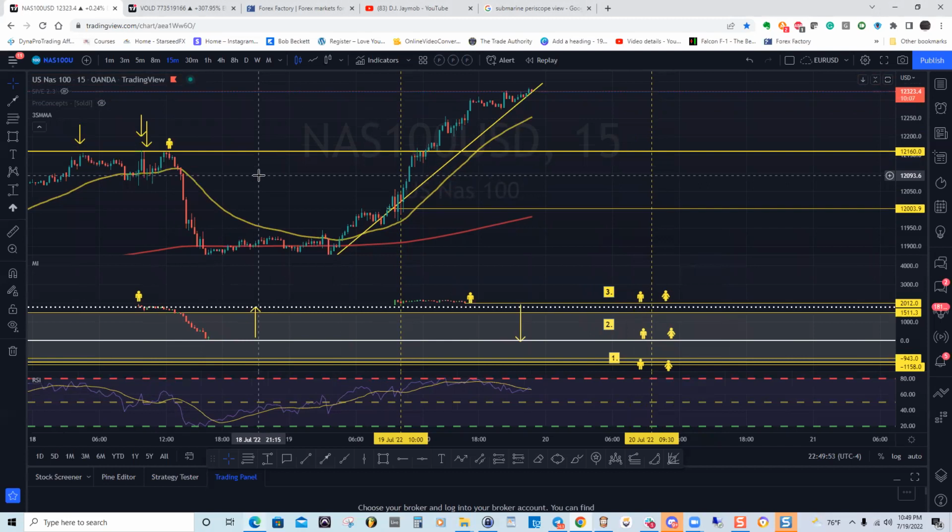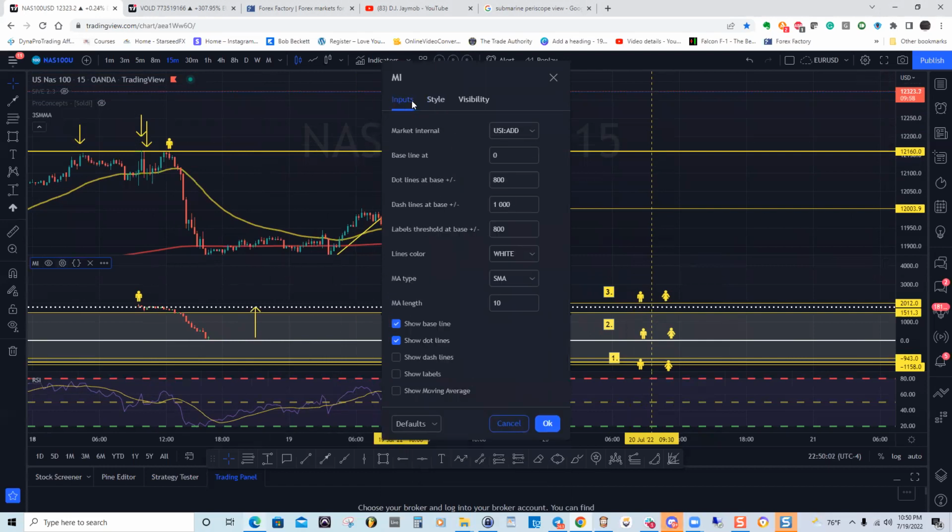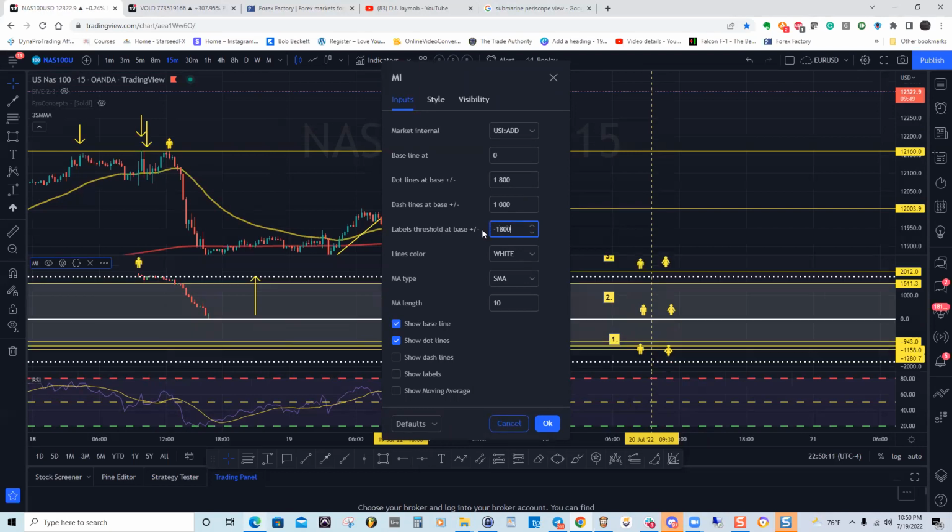Can you open up your settings on your ADD? Sure. This should be 1800. Sometimes you have to go back and I thought it was 1800.